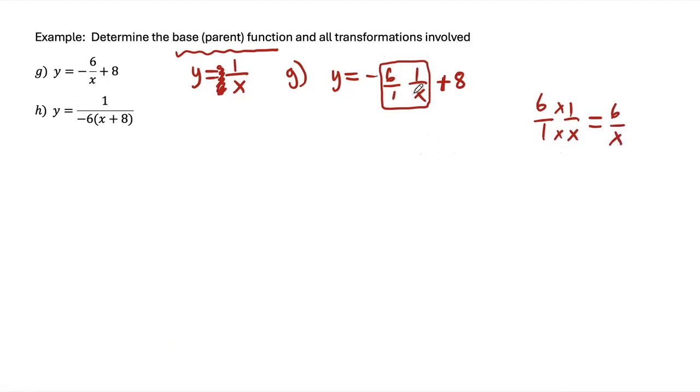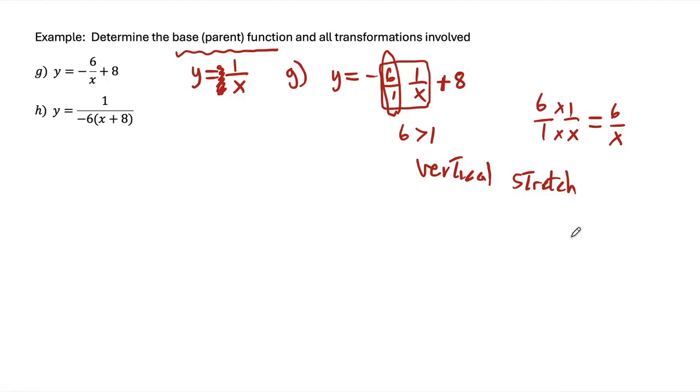So I haven't changed anything. I just thought of writing 6 over x as 6 over 1 times 1 over x. And now I can see the 6 right there. 6 as a number is greater than 1. So we're going to have a vertical stretch. Vertically, what you see is what you get. It's intuitive. If the equation says you're multiplying your base function by a 6, then you know you're going to be stretching the y values by that factor. So this is going to be a vertical stretch by a factor of 6.